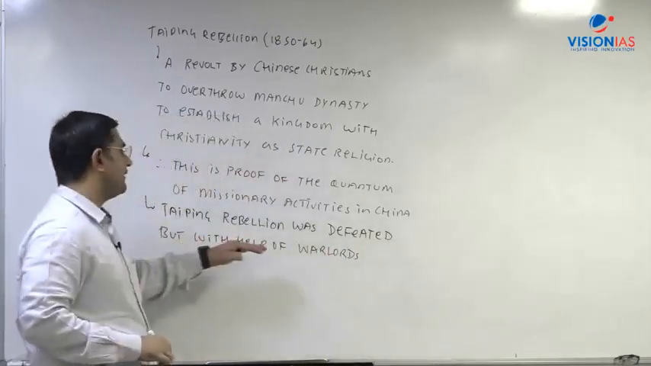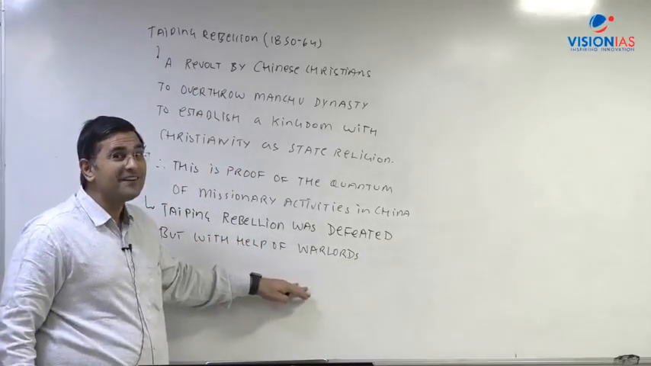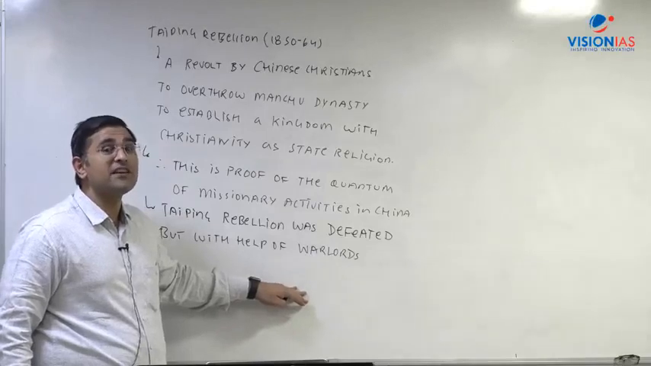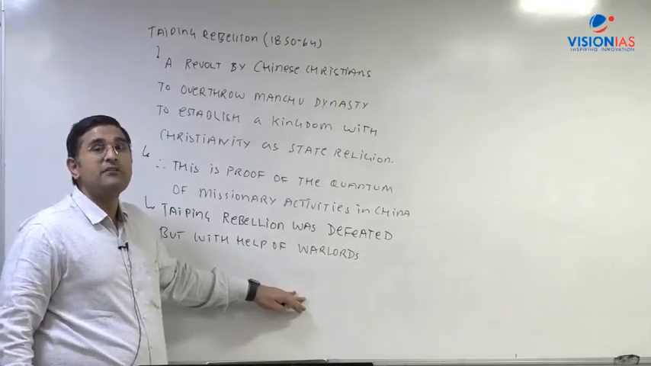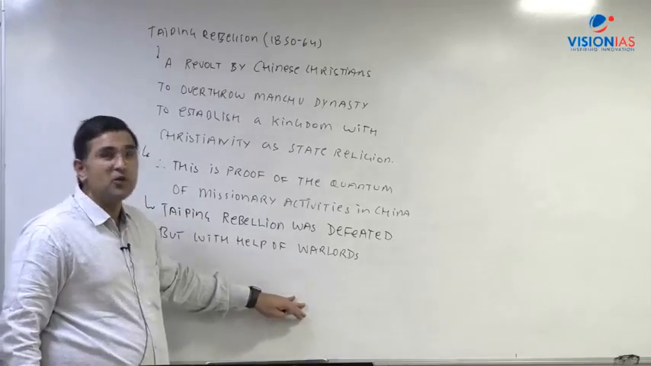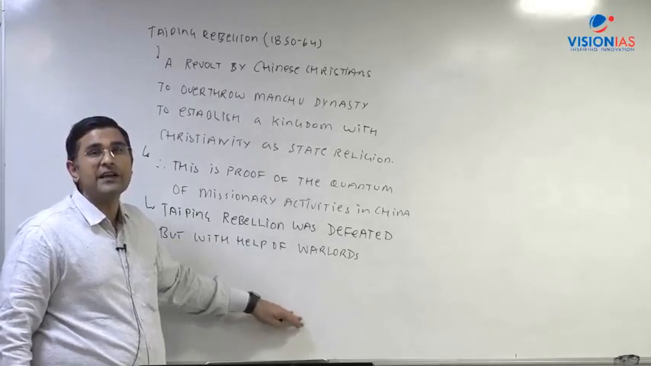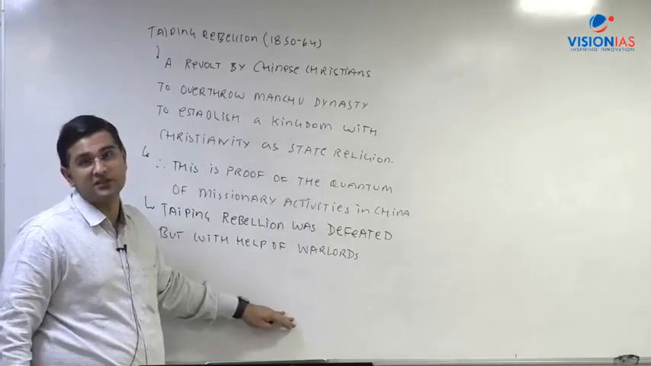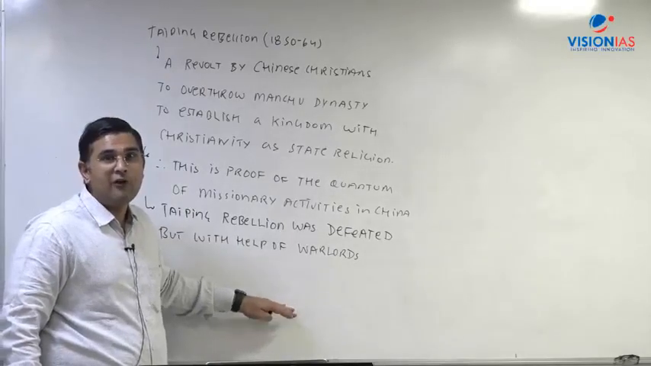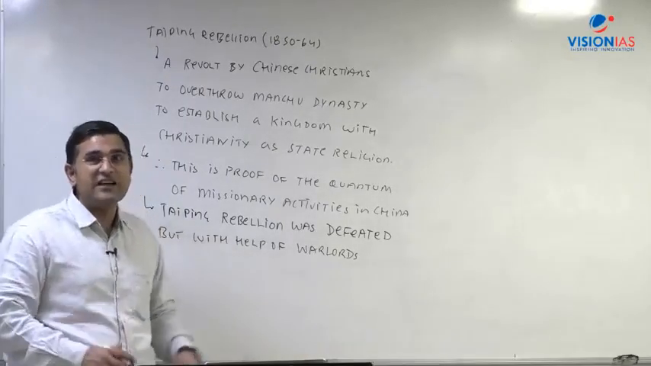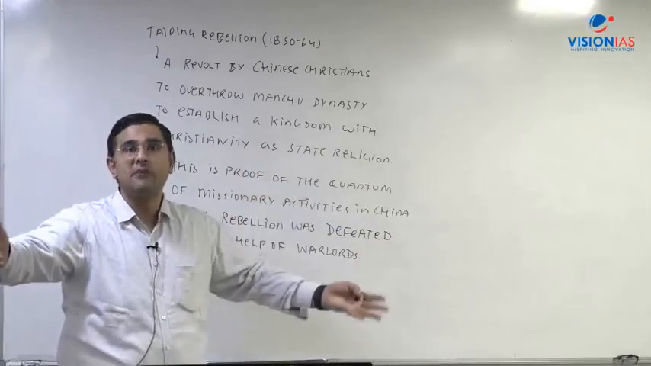So the Taiping Rebellion was defeated, but with the help of warlords. What does it represent? It represents how weak the Manchu dynasty had become. Earlier the Manchu dynasty was strong, but after the first Opium War and the second Opium War, it became so weak that it had to take the help of non-state actors, and this increased the confidence of the warlords. The warlords were waiting for when the Manchu dynasty would fall and when they could come into power.